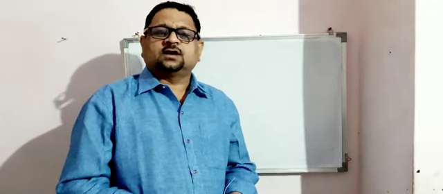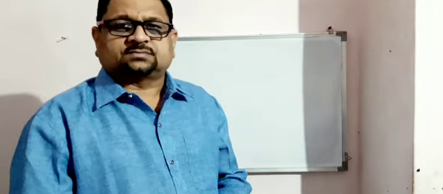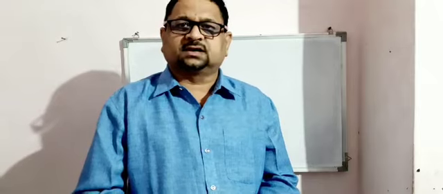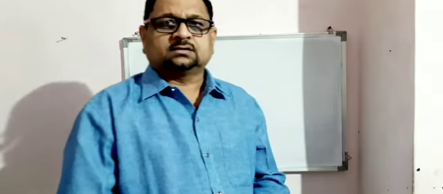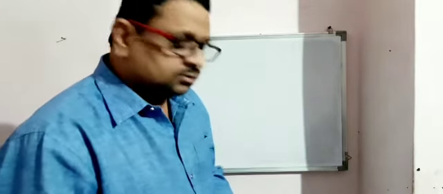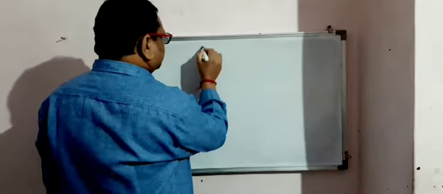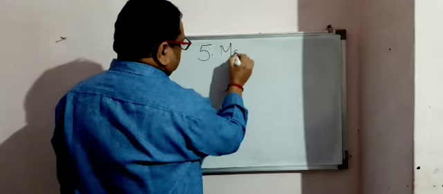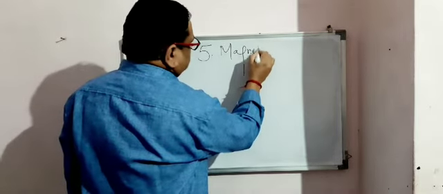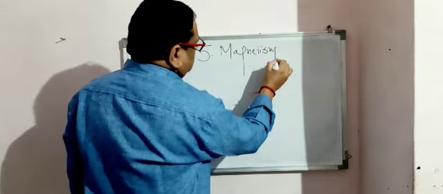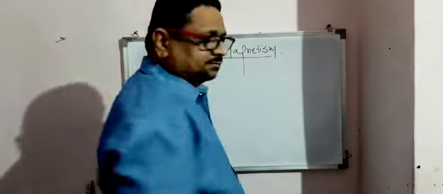Dear student, we have already completed chapter 4, that is magnetic effect of electric current. So now today we are going to start the new chapter, chapter number 5, that is magnetism. Now what is actually magnetism? Let us see.